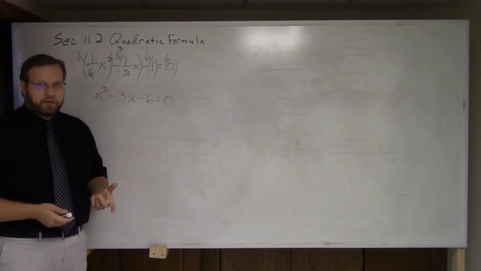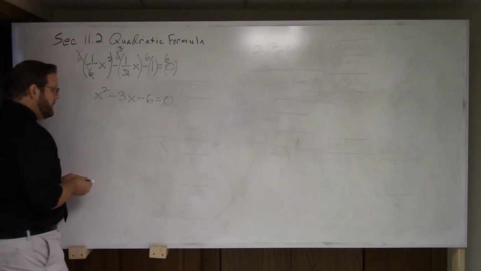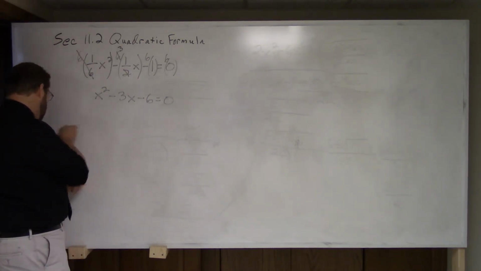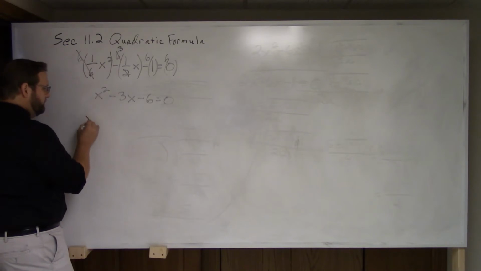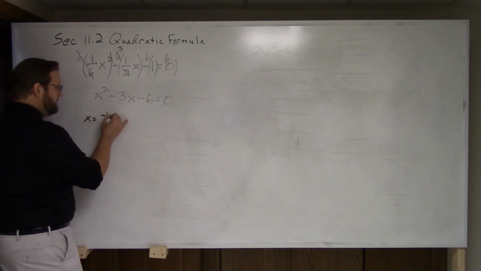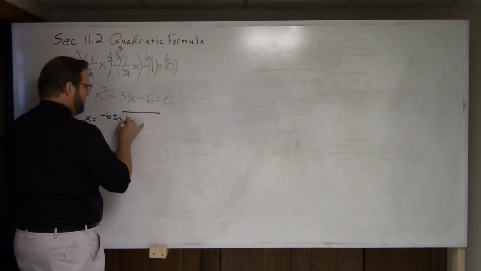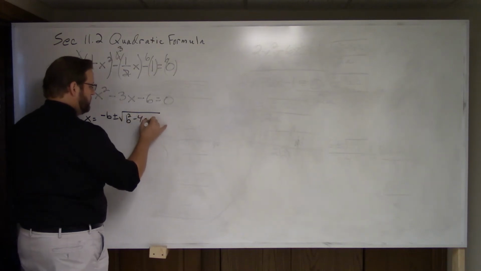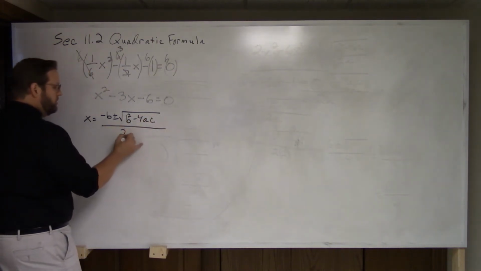Okay? Now, once we're at this point, I'm going to go back to that quadratic formula. Opposite of b plus or minus square root b squared minus 4ac all over 2a.